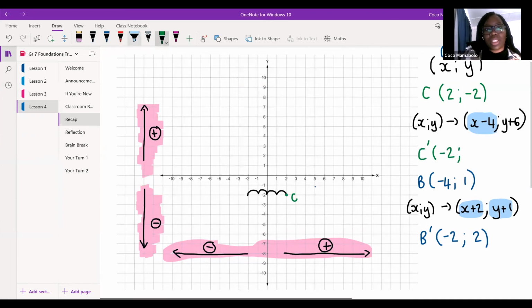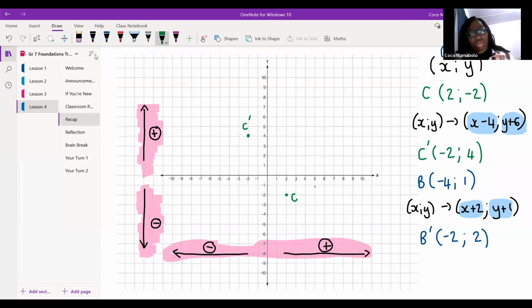All right. And what does my y coordinate tell me? Where am I moving? Up. Good. How many times? 6 times. Well done. Let's go. 1, 2, 3, 4, 5, 6. Where did I land? What is my new y coordinate? 4. You did that so beautifully. My new coordinate is -2 and 4. That's C prime. Do you see how easy it is? Yes, ma'am. It's simple stuff.